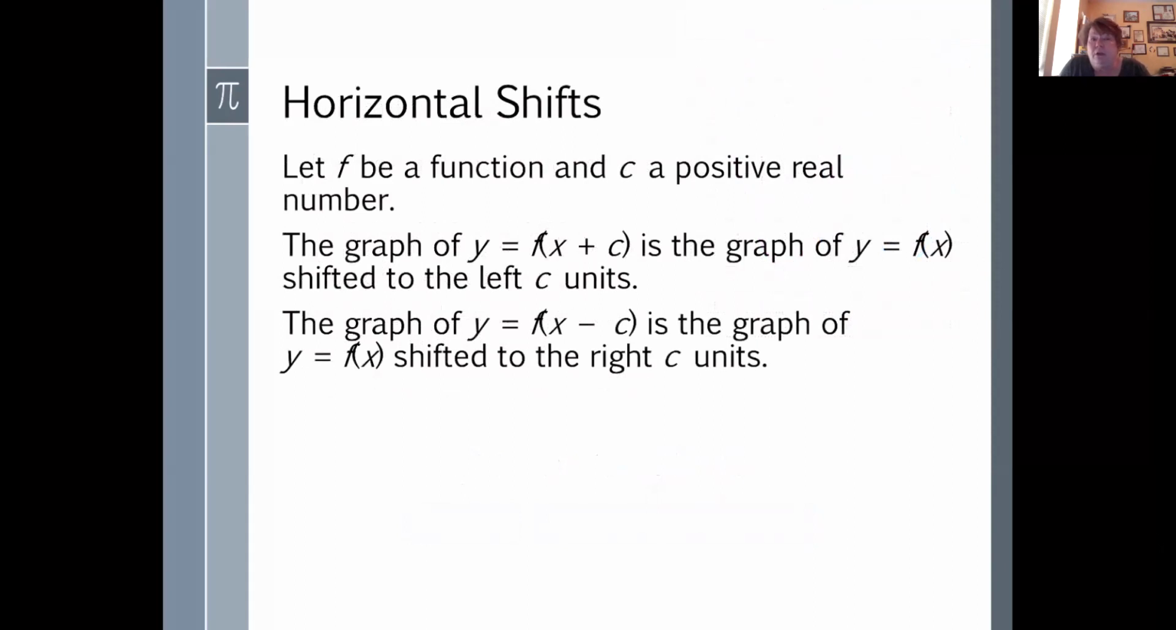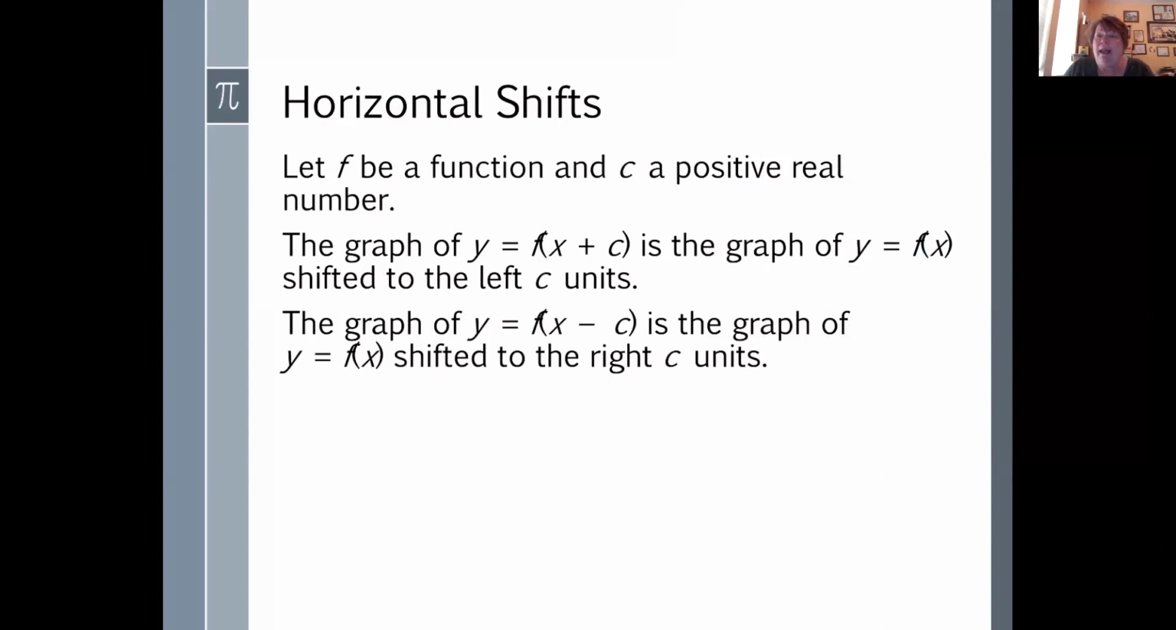So here's our definition. Let f be a function and c a positive real number. The graph of y equals f of x plus c is the graph of f of x shifted to the left c units. So if you add a constant to the x, you shift it to the left. The graph of y equals f of x minus c is the graph of y equals f of x shifted to the right c units. So if you subtract a constant from the input, that is a shift to the right.